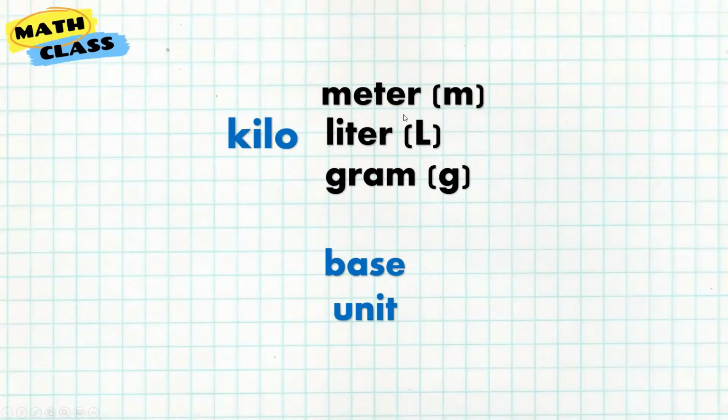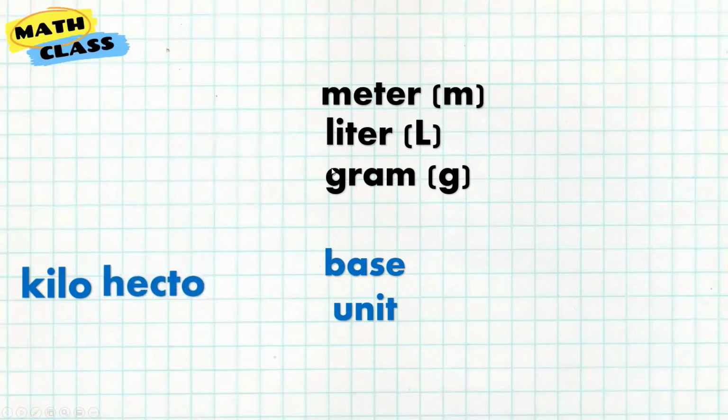Now, if you're aware, there are certain prefixes that we add to the base unit. So for example, kilo, it will become kilometer, kiloliter, and kilogram. Aside from kilo, we also have hecto. So we have hectometer, hectoliter, and hectogram. We also have the deca. So we will have decameter, decaliter, decagram. And then after that, we will have the base unit, which is the meter, liter, and gram. And we also have deci, decimeter, deciliter, decigram.